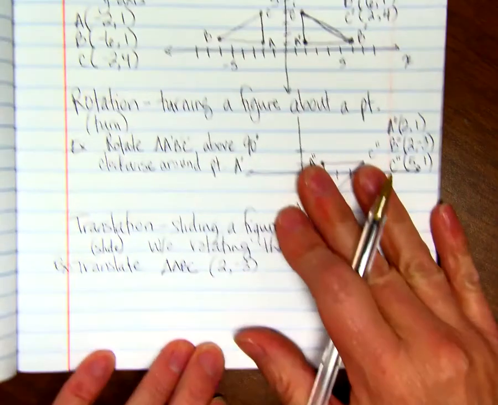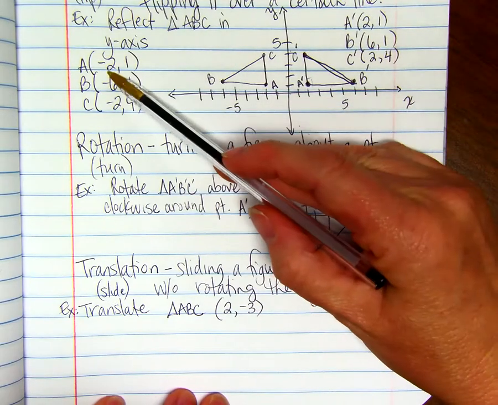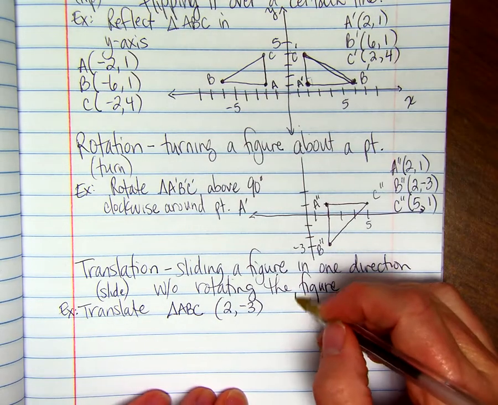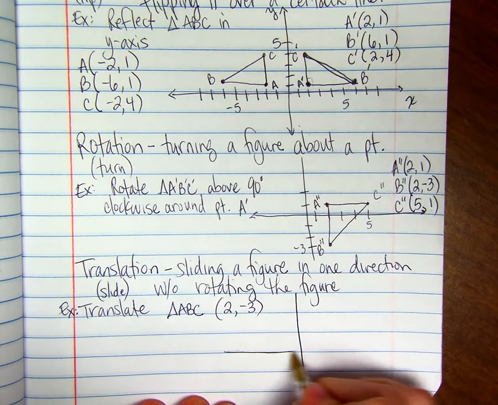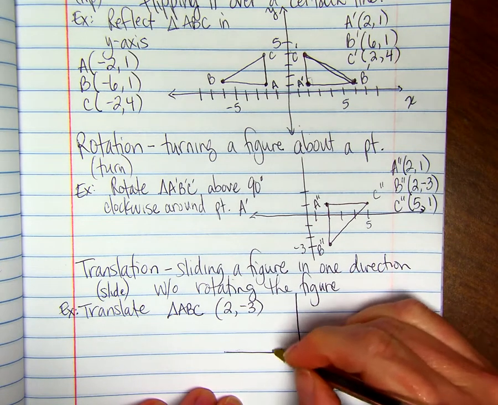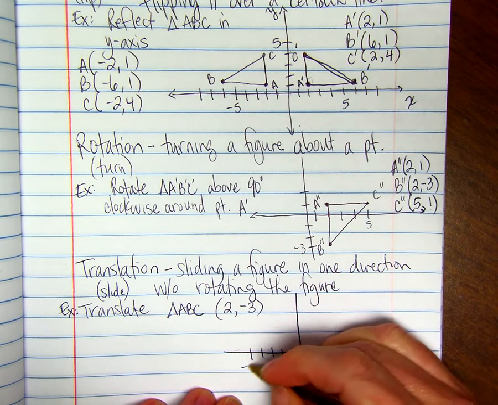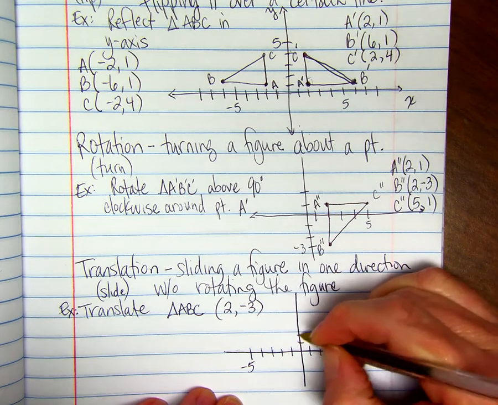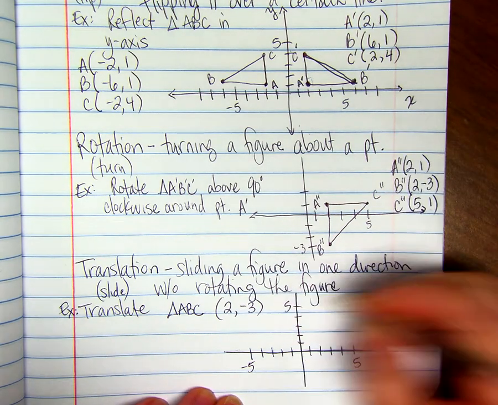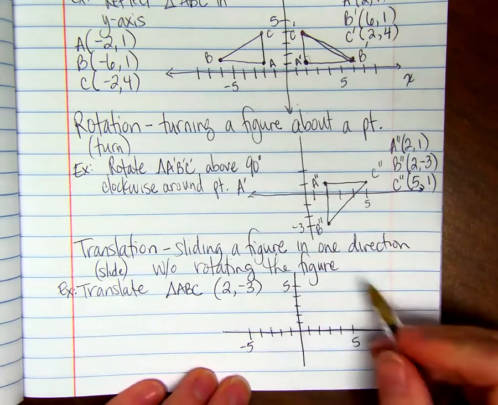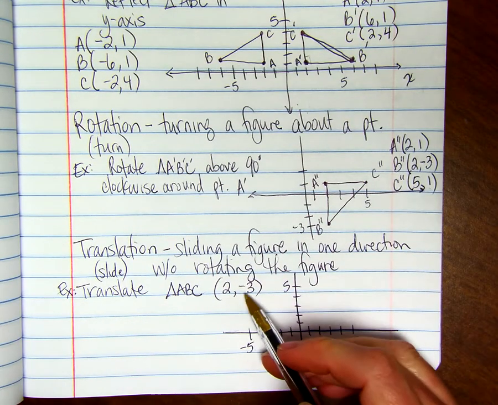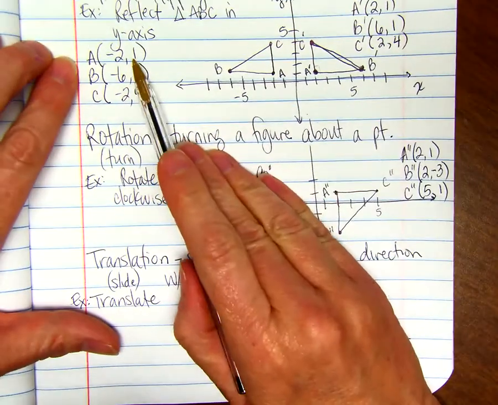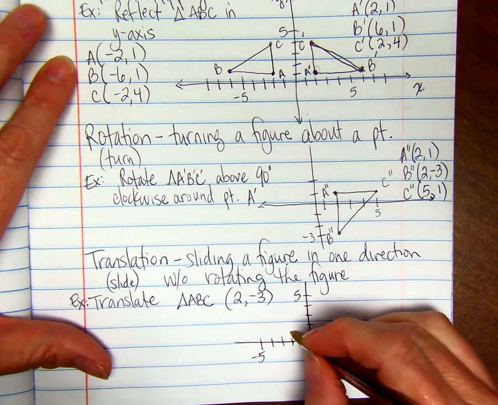So our original figure up above, A, is -2, 1. So we're going to go to the right 2. Here, let me draw our coordinate plane. So we're at 2, no, we're at, where was our A? -2, 1. So we go to the left 2 and up 1.